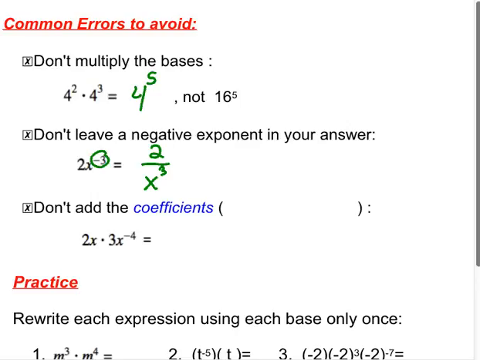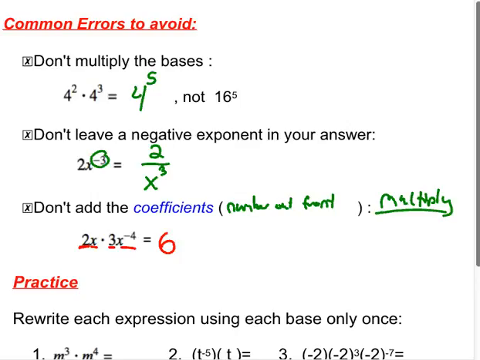And don't add the coefficients. Now, what do I mean by coefficient? I mean that number out front. That's what I mean by coefficient. And instead of add, what you really want to do is multiply them like normal. So here, you want to do 2 times 3 to get 6, x times x to the negative 4.